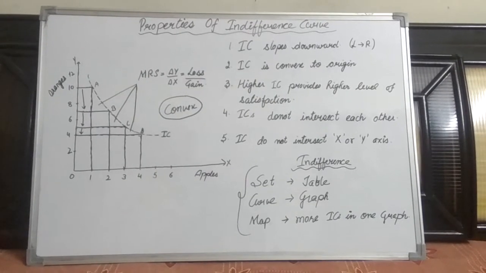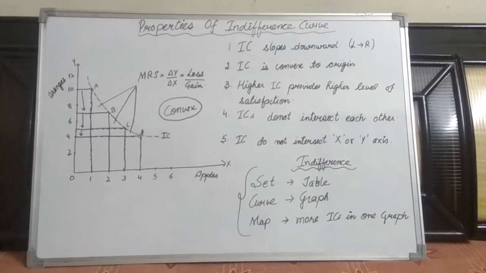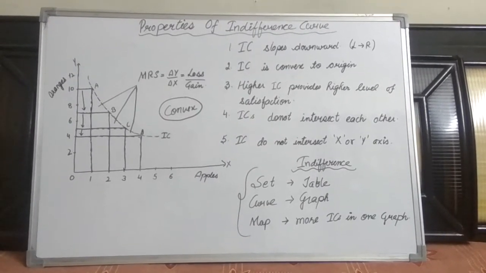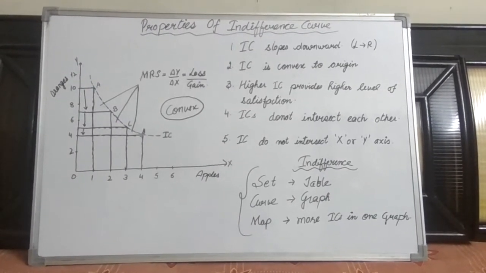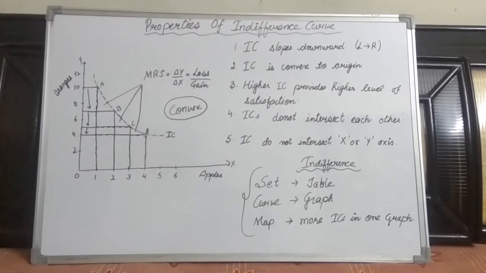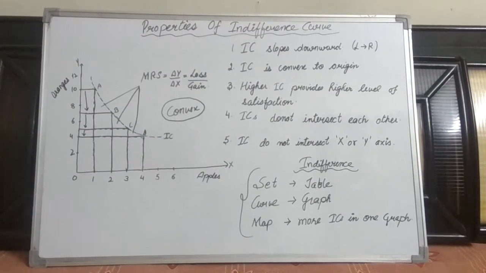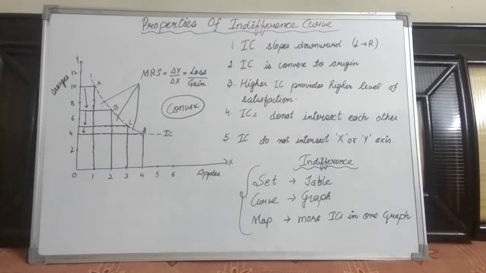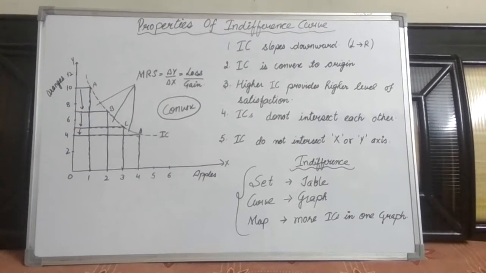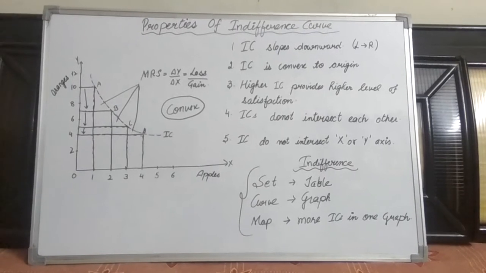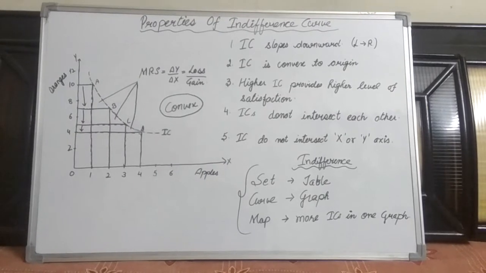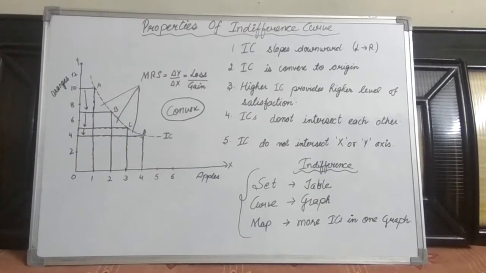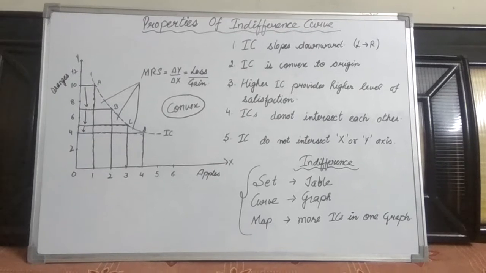Let me start today's concept, properties of indifference curve. In the previous video, with the help of the indifference set, we identified the values of the indifference curve, and after plotting them, we received the indifference curve. We reached the conclusion that the indifference curve has a convex shape towards the origin, and this convex shape depends upon the values of MRS, due to which the slope of the indifference curve became convex towards the origin.